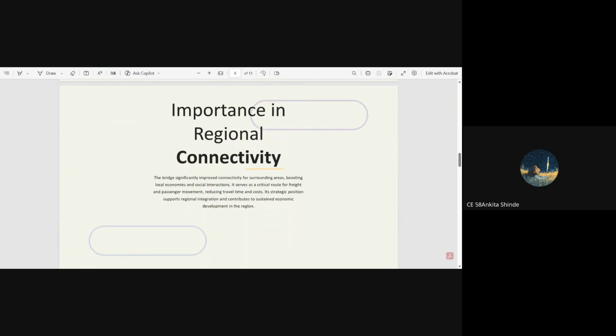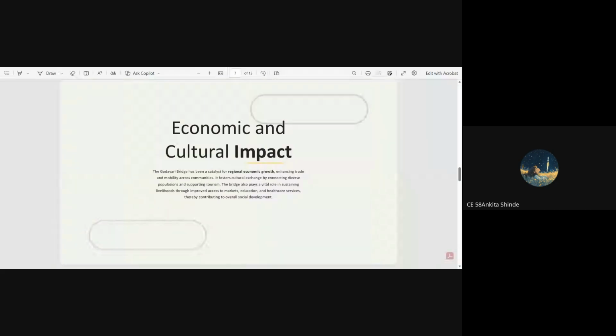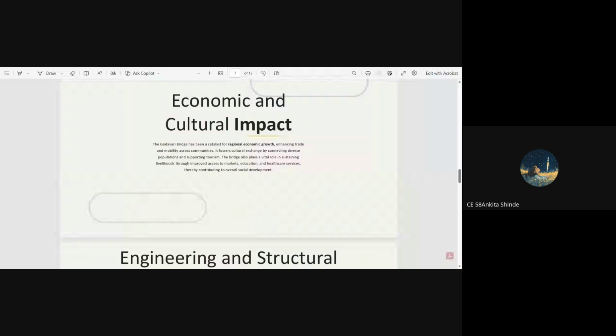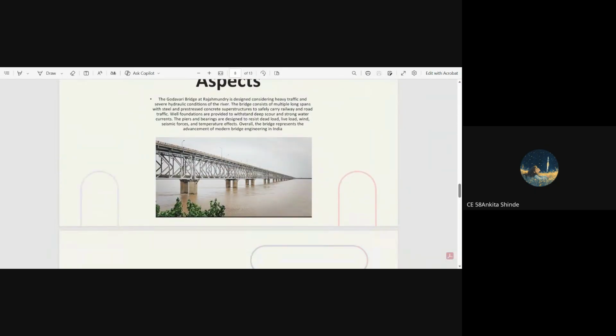Regional connectivity: the bridge improves connectivity between nearby regions. It helps people travel easily and supports transportation of goods. Talking about the economic impact, the bridge supports economic growth and trade. It helps tourism and improves people's access to markets and services. Then engineering aspects: the bridge is designed to carry heavy loads. It uses strong foundations and structures to resist water currents and other forces.